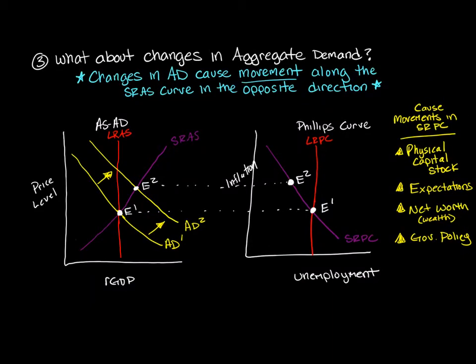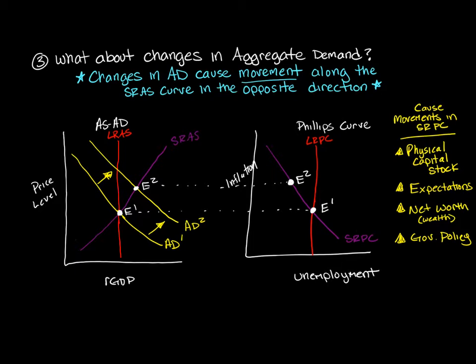Moving on to slide 3, we're going to talk about what happens to the Phillips curve when there are shifts in the aggregate demand curve. So what I've done here is for the aggregate supply, aggregate demand model, I've gone ahead and put long-run aggregate supply, short-run aggregate supply, and aggregate demand together so that you can see equilibrium. And on the Phillips curve, I've combined the long-run Phillips curve along with the short-run Phillips curve.